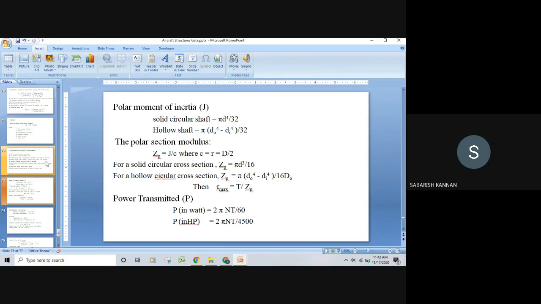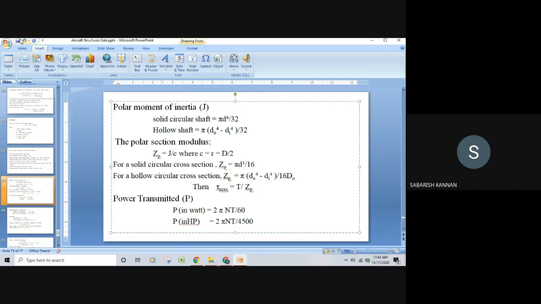For a solid circular cross section, the Zp value is pi d cube divided by 16, and for a hollow circular shaft, Zp is pi times d naught power 4 minus di power 4, divided by 16 d naught. Tau max, that is the maximum shear stress, is T divided by Zp. So the power transmitted in the torsion shaft is P in watts.